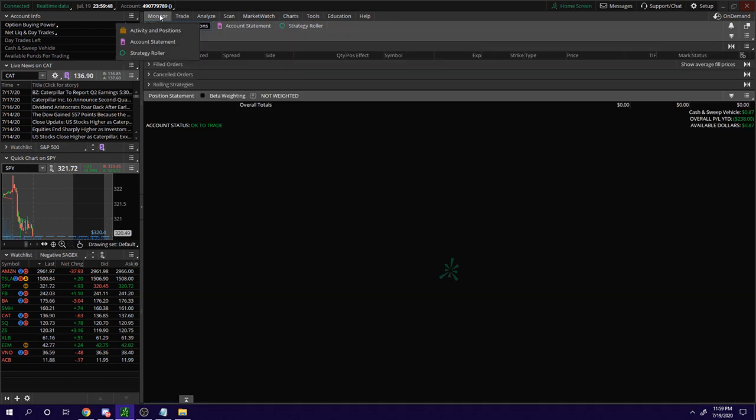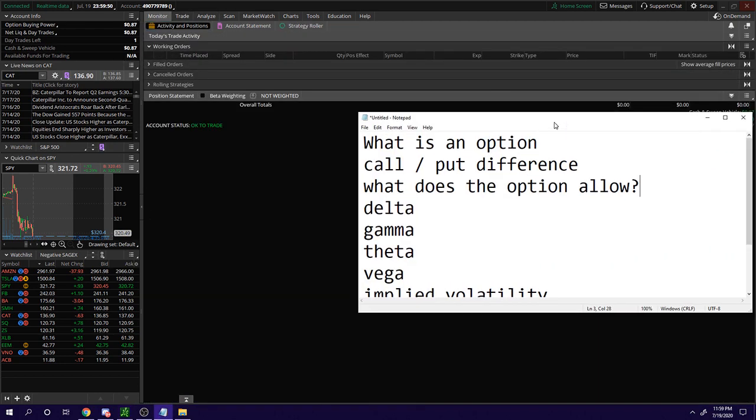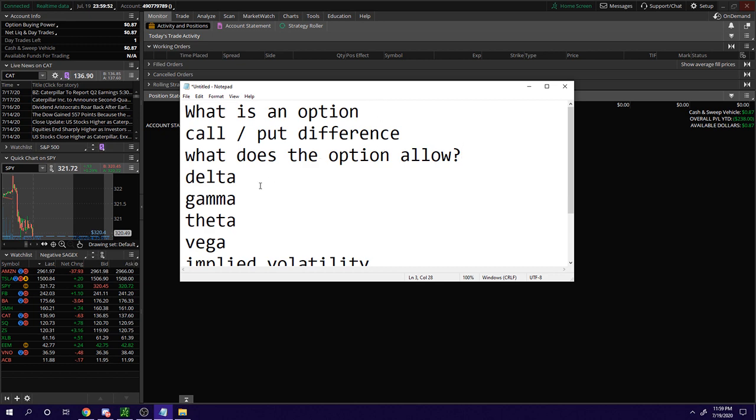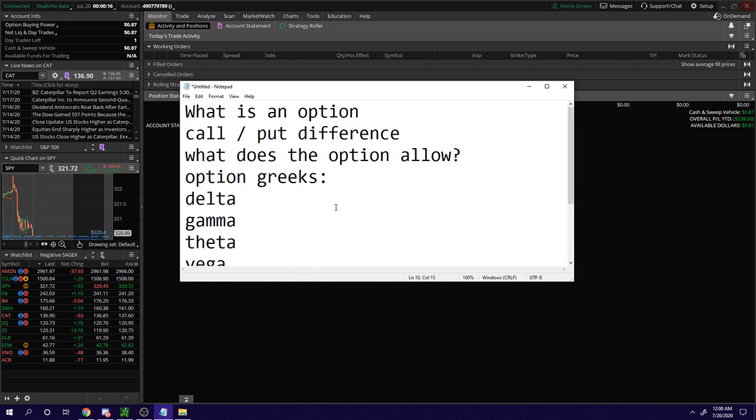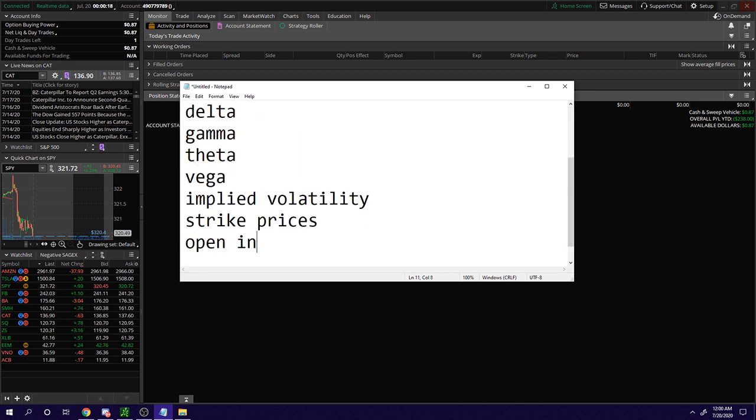So we got a few different key points that we can go over. What's an option? The difference between a call and a put. What does an option allow? Like, what does the actual contract go over? You got the option Greeks. You got delta, gamma, theta, Vega, implied volatility. You got your strike prices, of course. Also, open interest, all sorts of things.